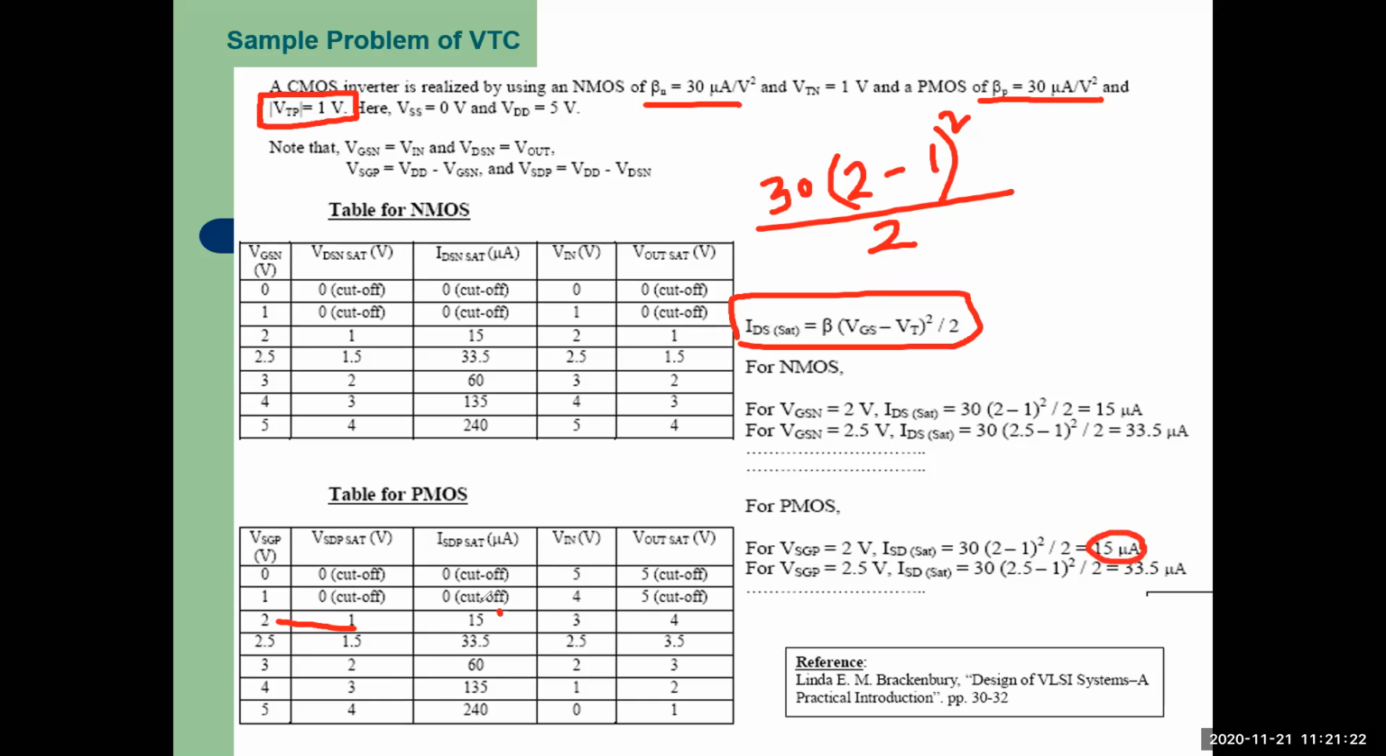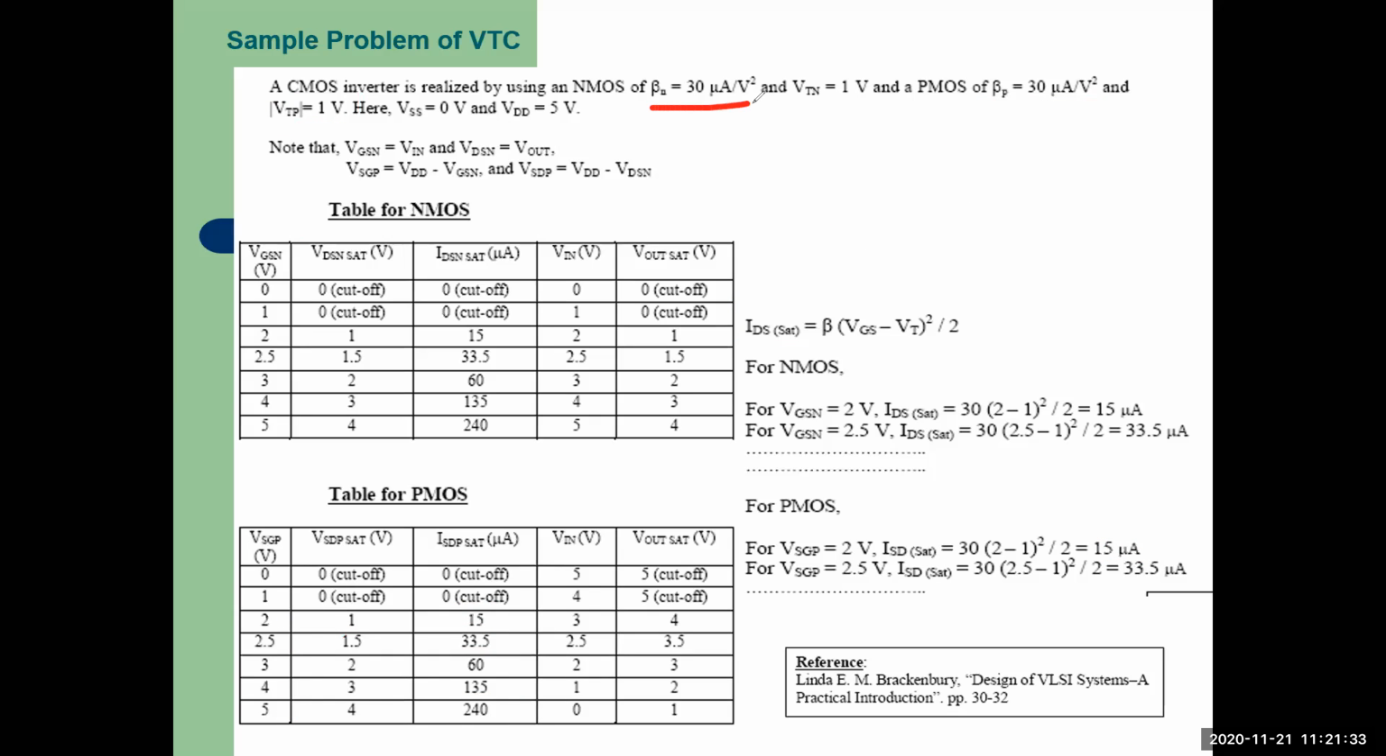So let's put 15 here. If you put this one, you will get 33.5. This one, 135. This one, 240. Fortunately, since our beta P and beta N are same, our value, this one and this one, will be same. Understood? If they are different, the value will be different. Okay? Got it?